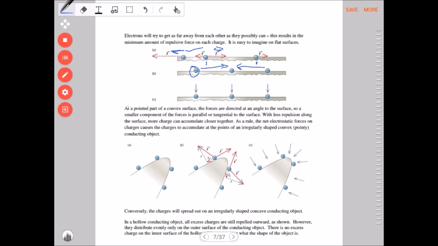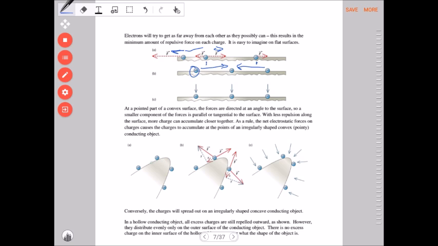However, at the pointed part of a convex surface, so convex, remember, that's the pointy things, the forces are directed at angles to the surface. So a smaller component of these forces is parallel or tangential to the surface. With less repulsion along the surface, more charge can accumulate closer together. As a rule, the net electrostatic forces on the charges cause the charges to accumulate at the points of irregularly shaped convex or pointy conducting objects.